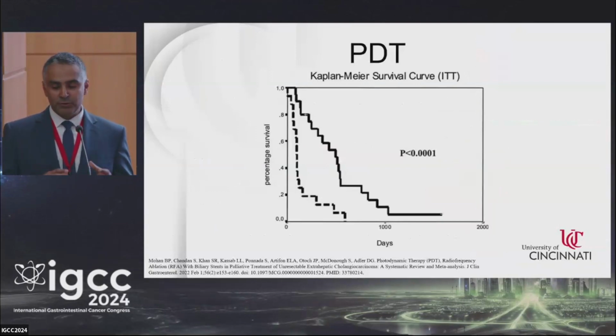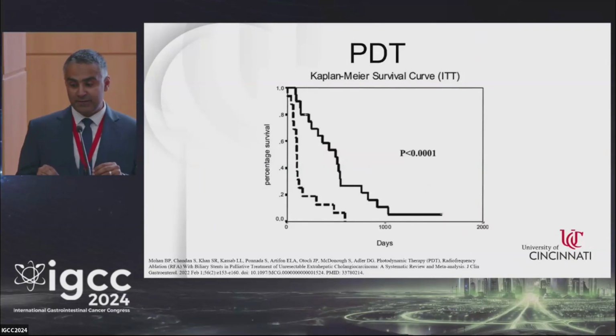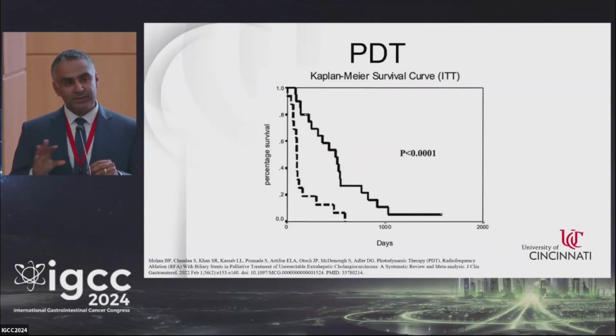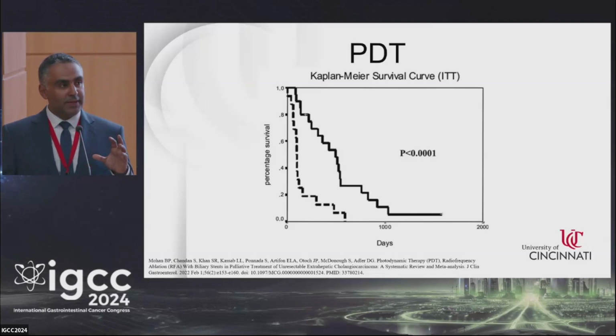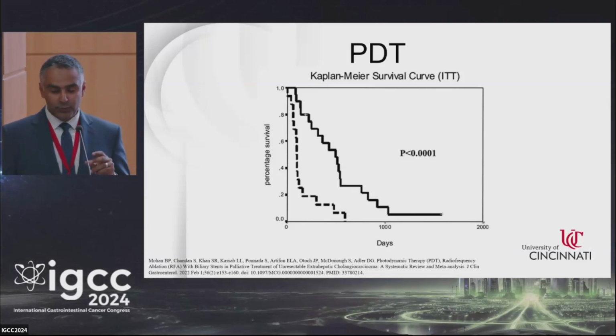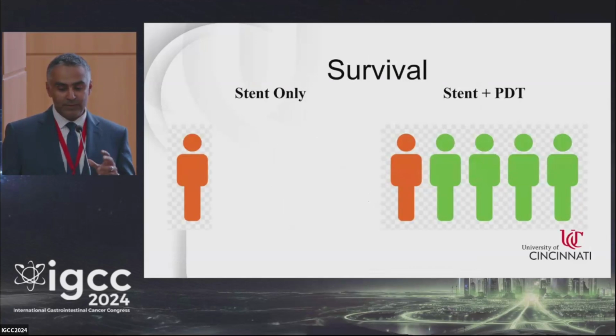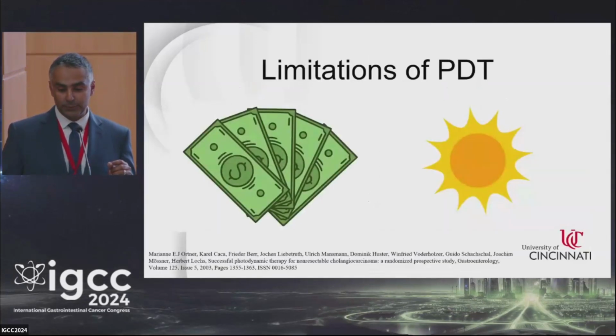Actually, a large randomized controlled trial of 39 patients was prematurely halted due to the increased benefit of PDT immediately seen in their population. The median survival for the PDT group was 493 days compared to only 98 days for the stent-only group. That's basically 5 times longer survival than the stent-only group.